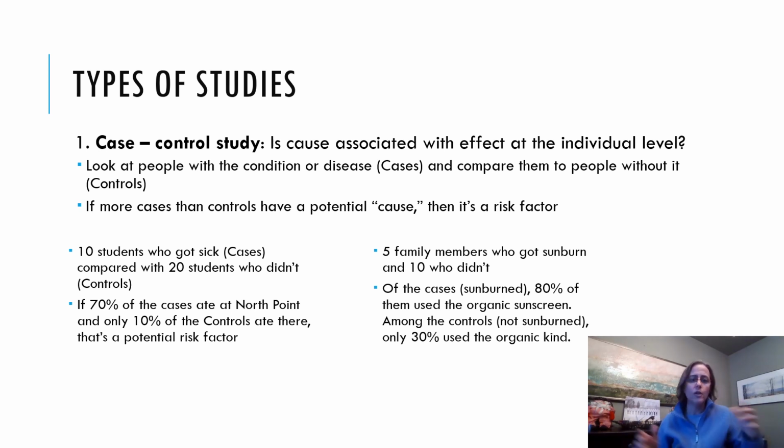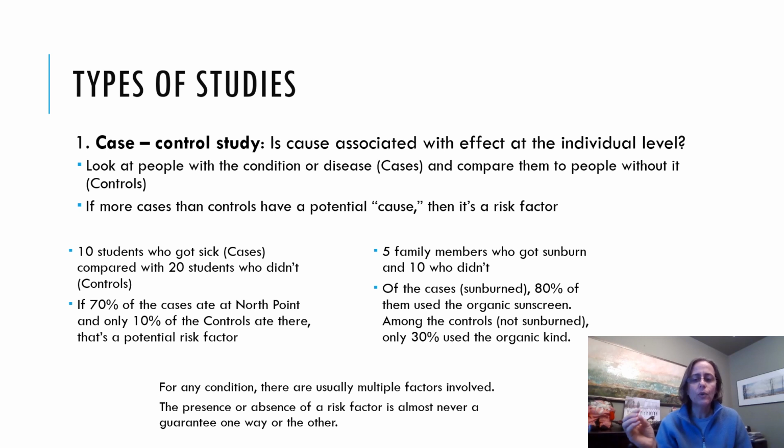Another example, you have 5 family members who got sunburn on a recent trip to the beach and 10 who didn't. And of the cases, the people who got sunburn, 80% of them used this new organic sunscreen, right? And 20% of them used, I don't know, Copper Tone. And among the family members that didn't get sunburned, only 30% used the organic kind and 70% used Copper Tone. So we see this difference, right? So this suggests that there could be a causative effect. So this may be a cause, right?